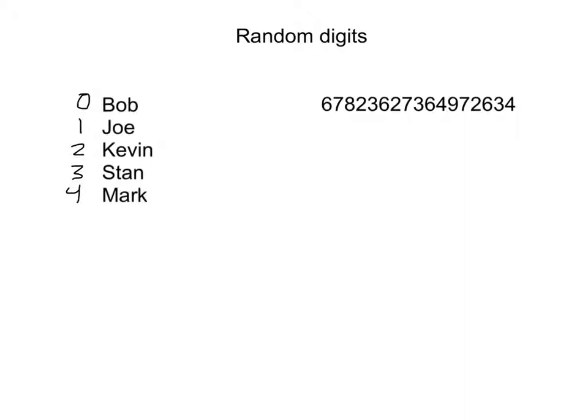Then you look at your random digit numbers. The first number is 6, but there is no 6, so we cross it out. Next number is 7, but there's no 7, cross it out. 8, no 8, cross it out. Now we have a 2, so we circle this, and Kevin can go on the trip. Next number 3, we circle the 3, and then Stan can go on the trip. So that's how you use a random digit generator.